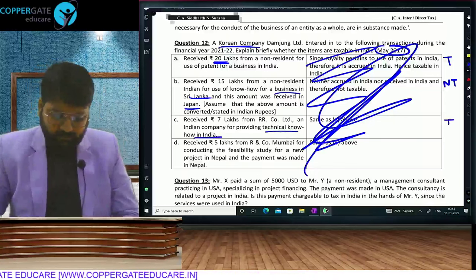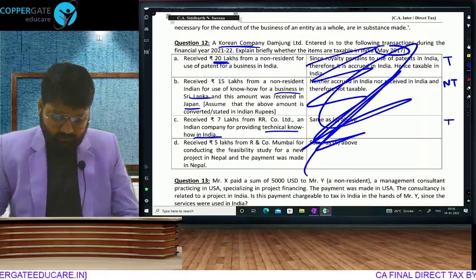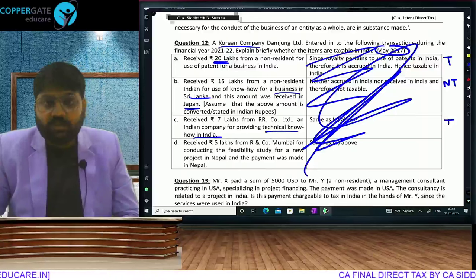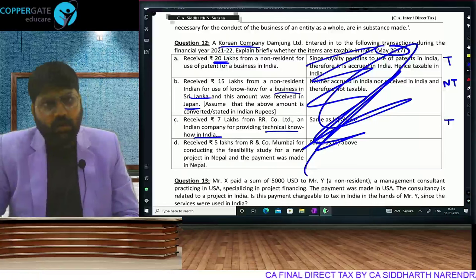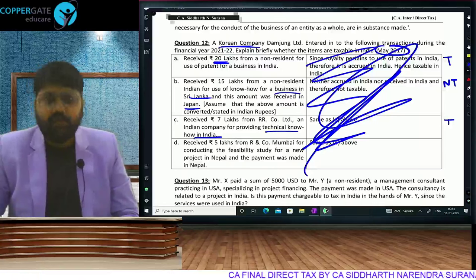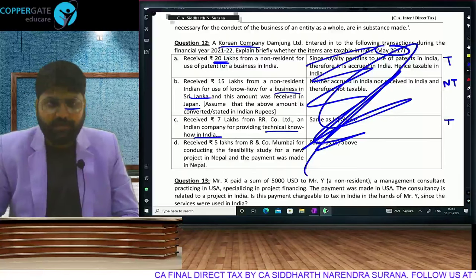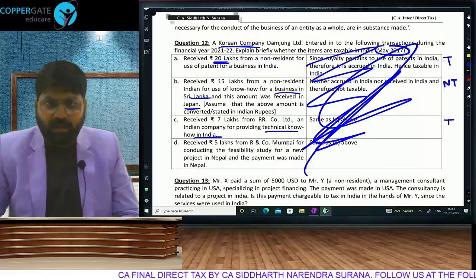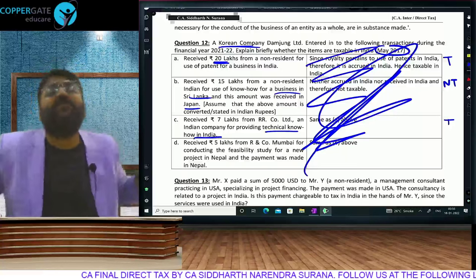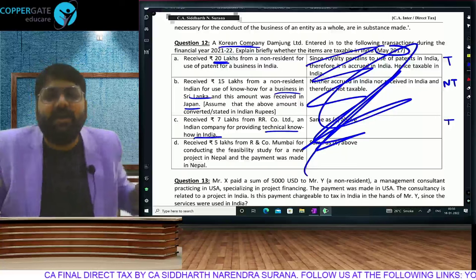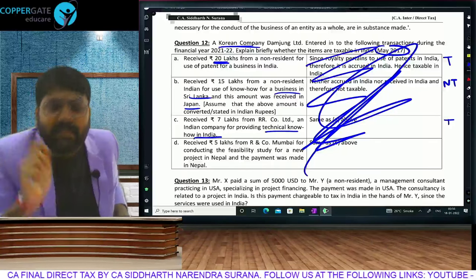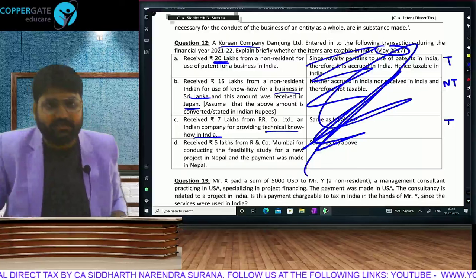Received 5 lakhs from RR company for conducting a feasibility study for a project in Nepal, and the payment was made in Nepal. Just because you see Mumbai, it is accruing in India. I knew this. Very good. I knew this. Because you saw Mumbai. Wow, Amchi Mumbai, my Mumbai, Mumbai matlab accruing. Ladies and gentlemen, open your eyes and ears carefully and see.